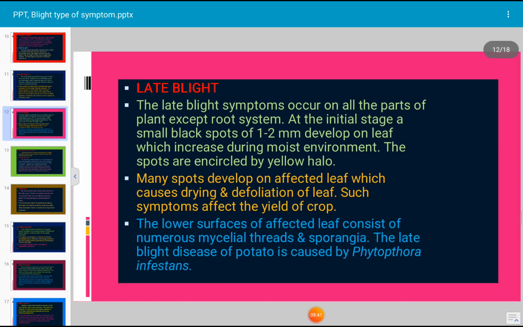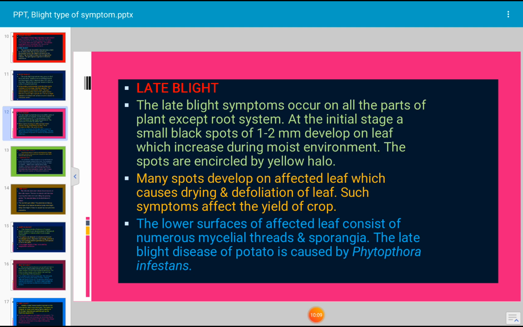Next, this is late blight. The late blight symptoms occur on all parts of the plant except the root system. At the initial stage, small black spots of 1 to 2 mm develop on the leaf, which increase during moist environment. The spots are encircled by a yellow halo. Many spots develop on the affected leaf, which causes drying and defoliation of the leaf. Such symptoms affect the yield of the crop.